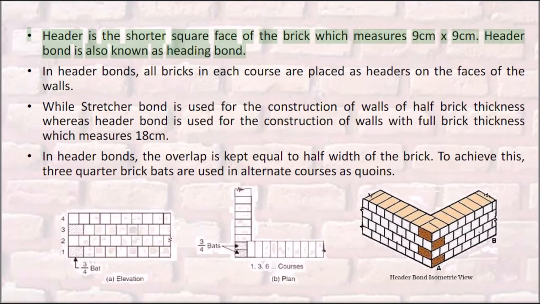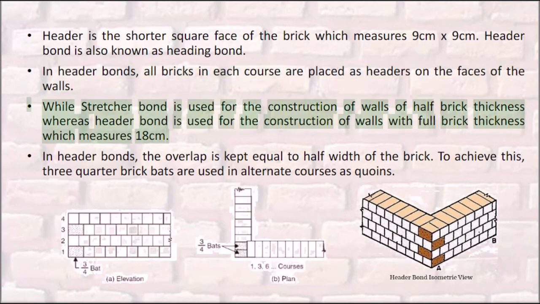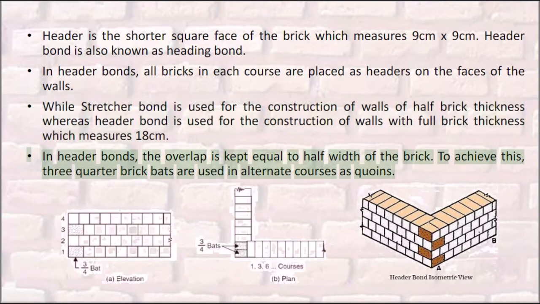Header is the shorter square face of the brick, which measures 9 cm x 9 cm. Header bond is also known as heading bond. In header bonds, all bricks in each course are placed as headers on the faces of the walls. While stretcher bond is used for the construction of walls of half brick thickness, header bond is used for the construction of walls with full brick thickness, which measures 18 centimeters. In header bonds, the overlap is kept equal to half width of the brick. To achieve this, three-quarter brick bats are used in alternate courses as quoins.